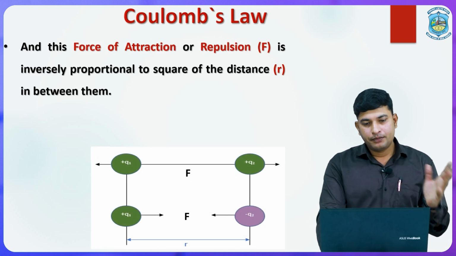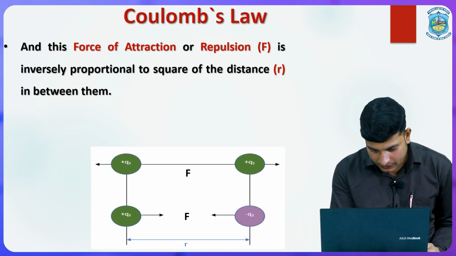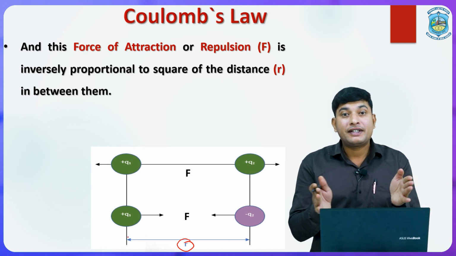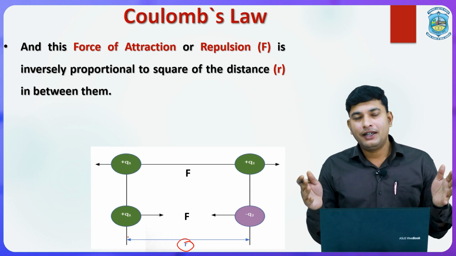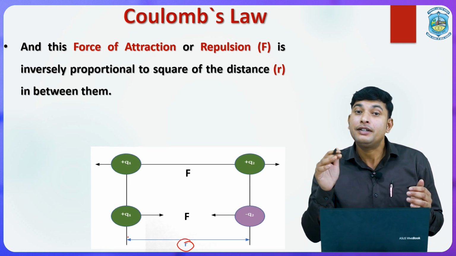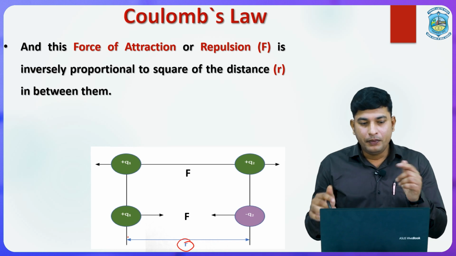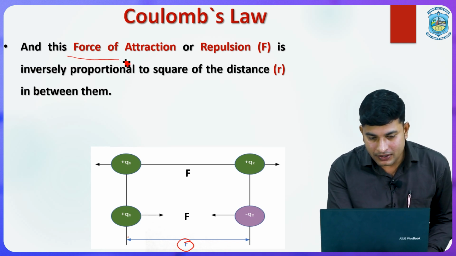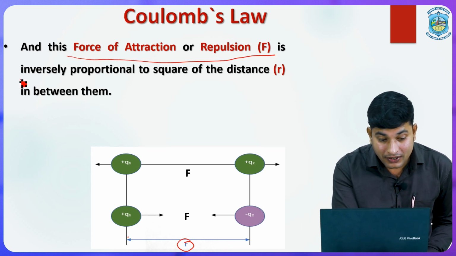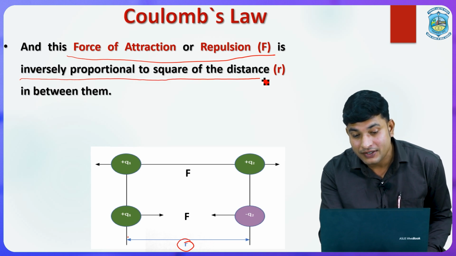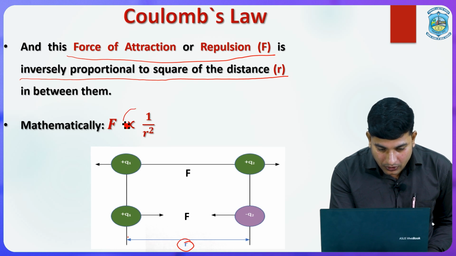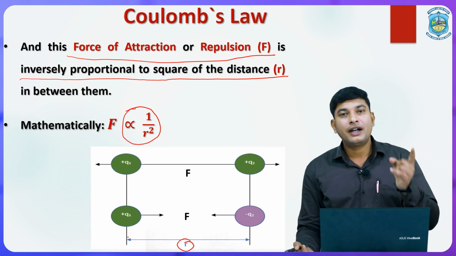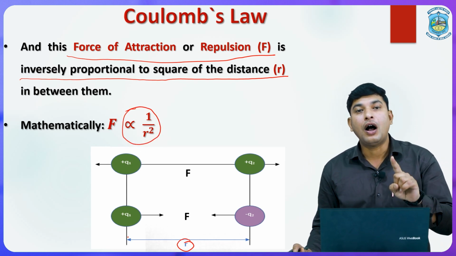Another thing he observed is that once the distance r between these two particles, the separated distance or the gap between them, gets increased, the force gets decreased by the square. So, we can say that the force of attraction or repulsion, same F, is inversely proportional to the square of the distance r, meaning F is directly proportional to 1 upon r square, or F is inversely proportional to r square.